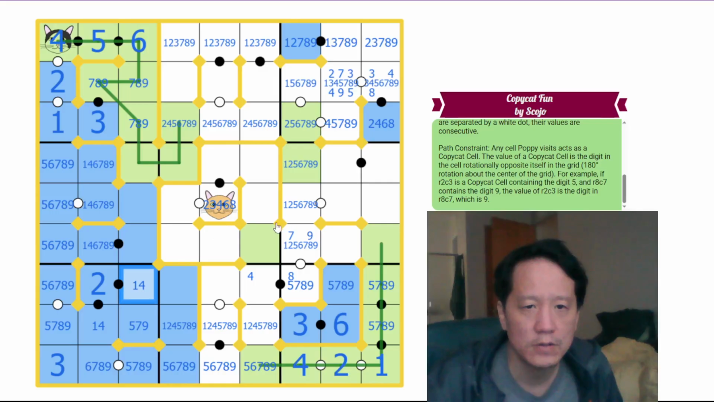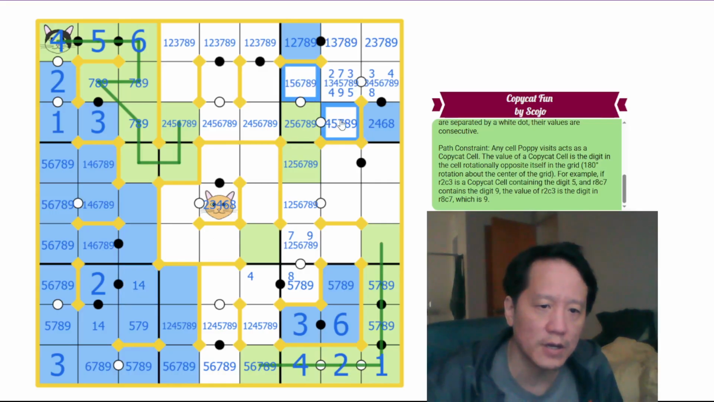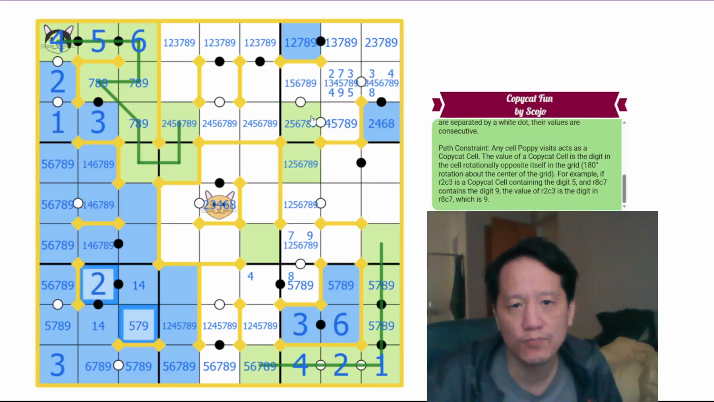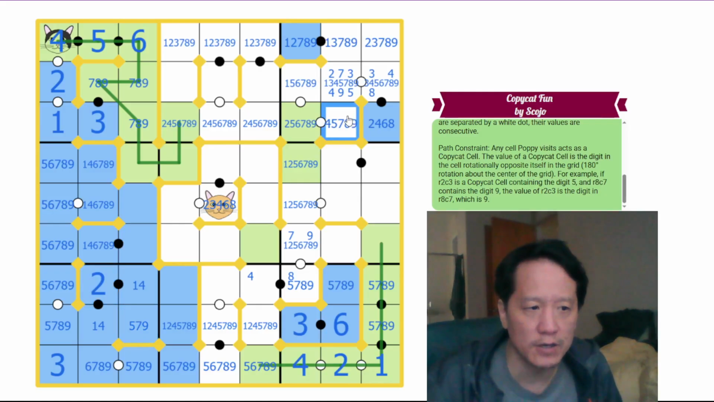Huh. These cannot all be copycats. Because if both of these were copycats, then whatever digit here is not going to be consecutive with both of them. So if this were copycat, this would also have to be copycat. So this cannot be copycat. It must be consecutive. And that means this digit is not consecutive with 1.